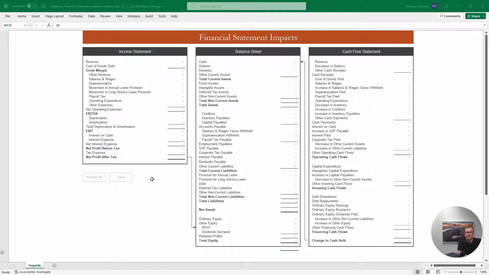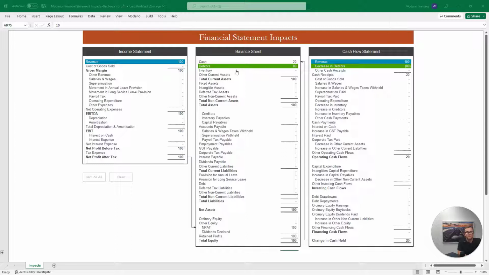Firstly, let's look at the financial statement impacts of debtors within a three-way financial model before jumping into our example. A key point to note is that debtors is just an adjustment to the balance sheet and cash flow statement and does not affect the P&L or profitability of a business. As an example, if we had $100 of revenue within a period for a business, but we only received $20 of that in cash, we would then need to adjust for the remaining $80 owed to us as debtors on the balance sheet.